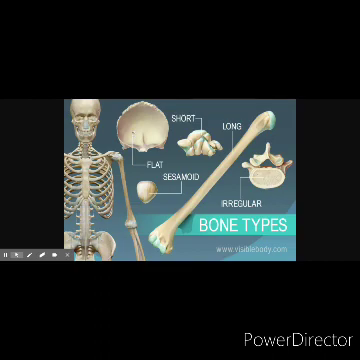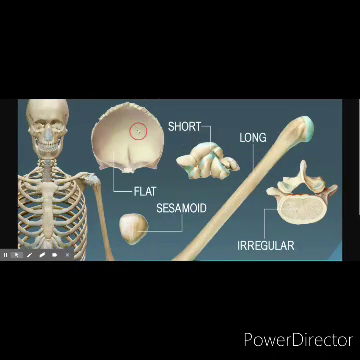Next we have the 5 classifications of bones. First we have the short bones, which act as good shock absorbers. These are located in the wrist and ankle.